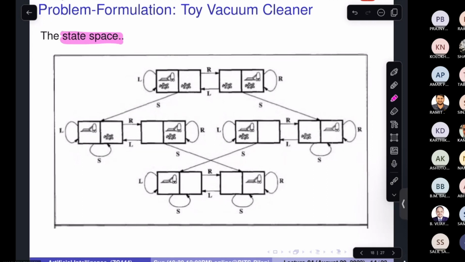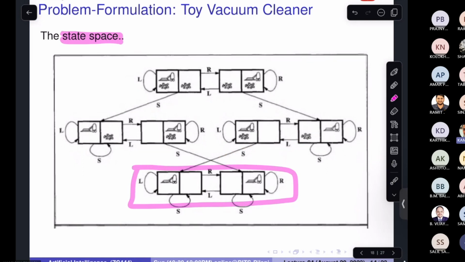Okay. In this state space, what is the initial state? It may be possible that initially you are in this state, everything is clean, but in one room some problem comes. Now your state changes to this. What do you have to do? You have to take the left, and then apply the suck. You'll be in this state. So what is the final state? These are the two final states. More than one final state is possible.